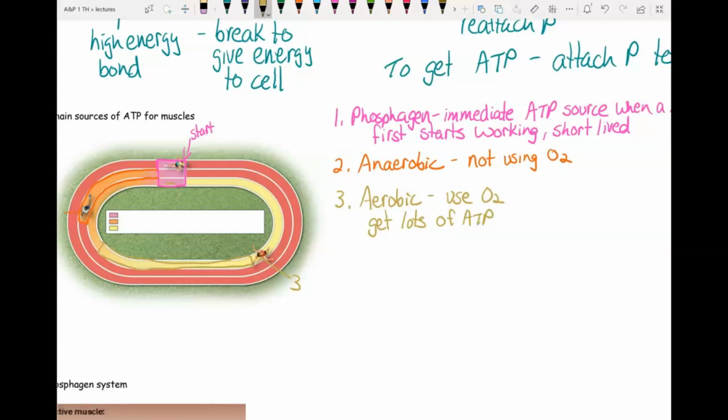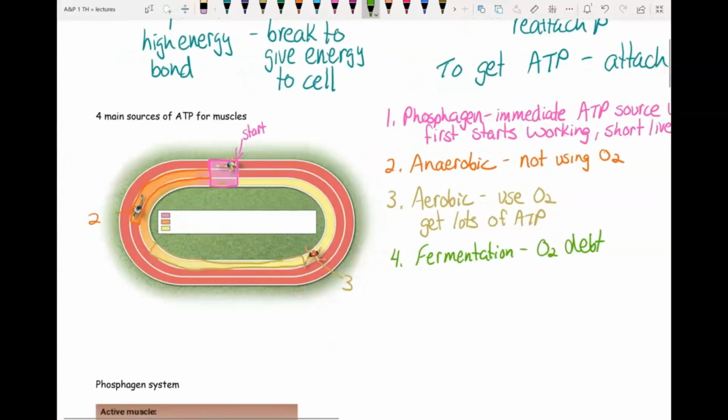Then the fourth one, it's not shown on the track here, but eventually you would go into fermentation. This is when you would have oxygen debt and you're forced to go into fermentation. You can't do aerobic anymore because your oxygen is not there to supply it. So that's an overview of the 4 steps. So you go through these 4 in order. So now we're going to look in more detail at each.